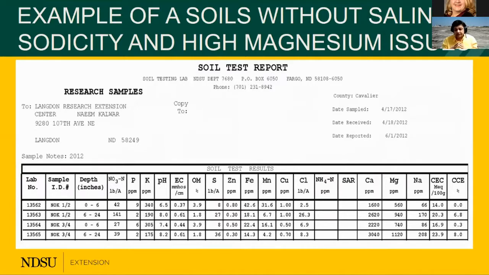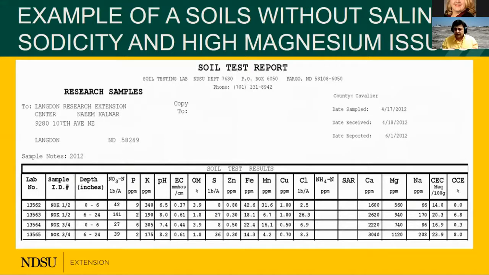borders Minnesota. Here's a result of a soil which doesn't have any salt issues, doesn't have any sodicity issues, and doesn't have any high magnesium issues compared to calcium. EC, even in the 6 to 24 inch depth, is slightly over half millimoles per centimeter. So we could plant any crop here, even beans or anything.